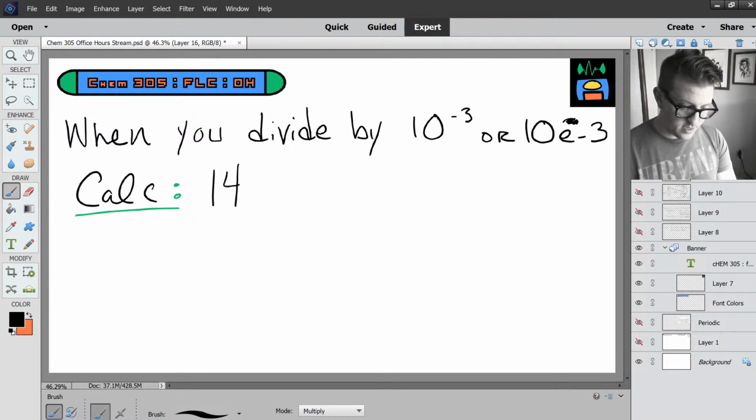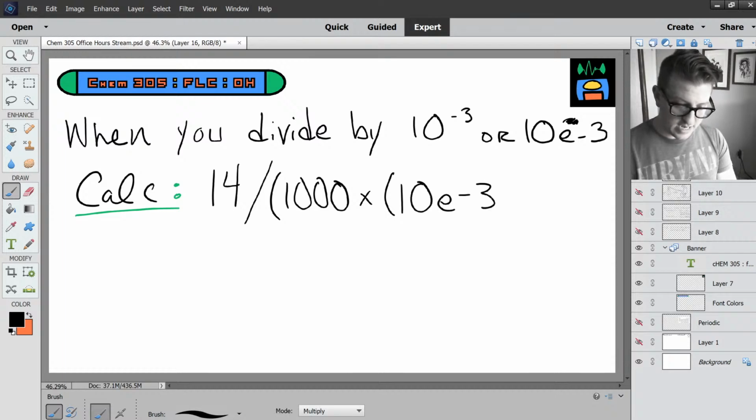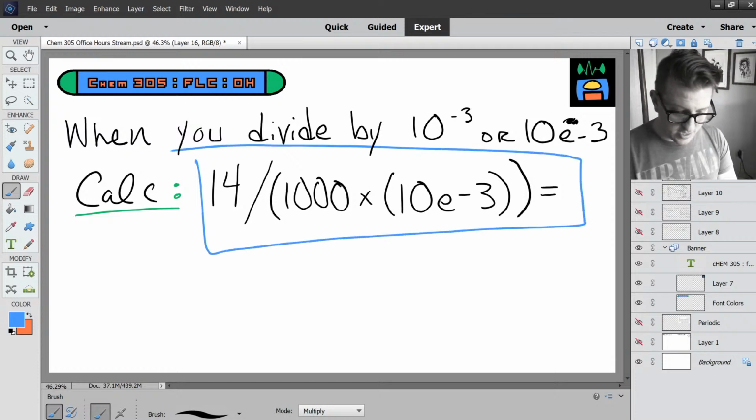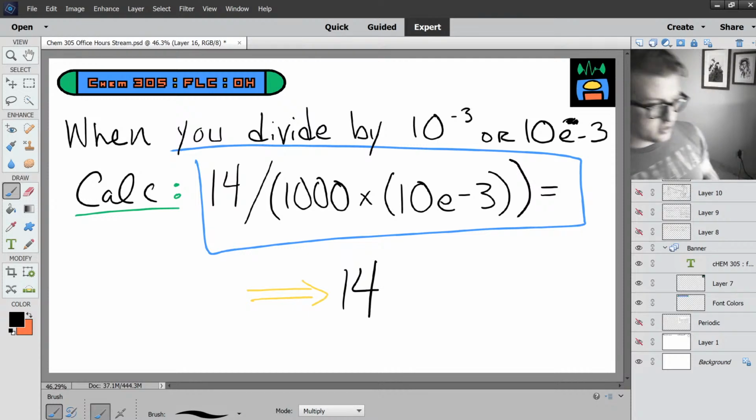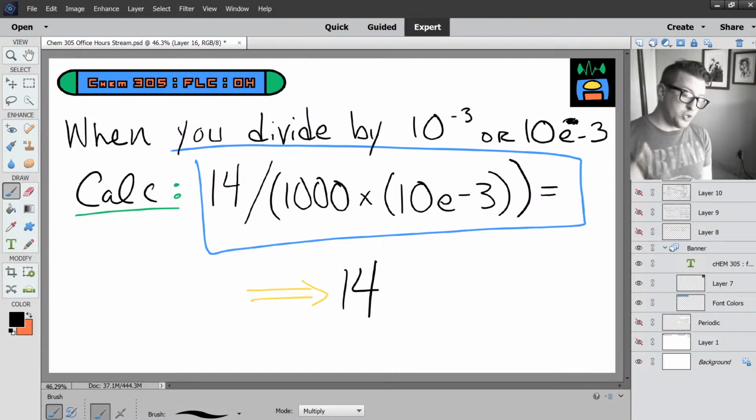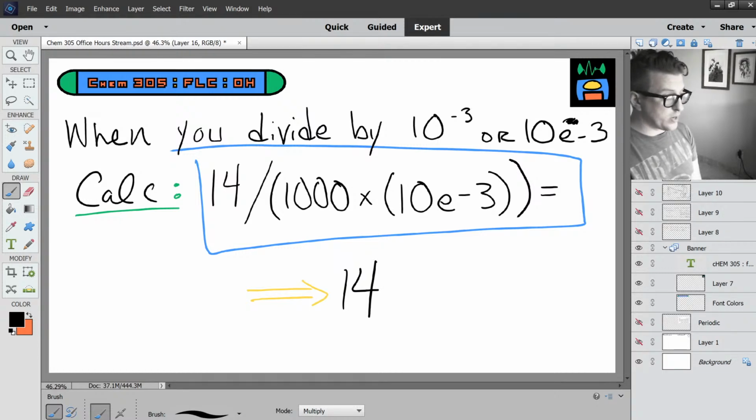14 divided by 1000 times, open parentheses, 10e negative 3, close parentheses, equals. So, Susan, try entering this into your calculator, and when you do, I'm sure that it'll feed you an answer of 14. You just have to be very careful with parentheses and stuff when you're doing exponentials in denominators. That would be my guess.